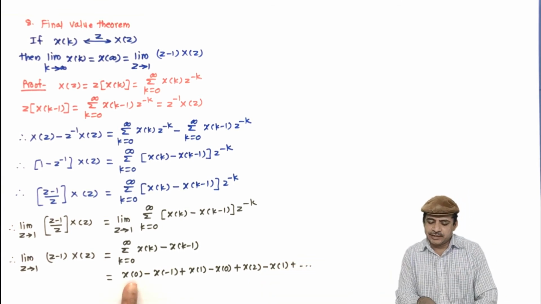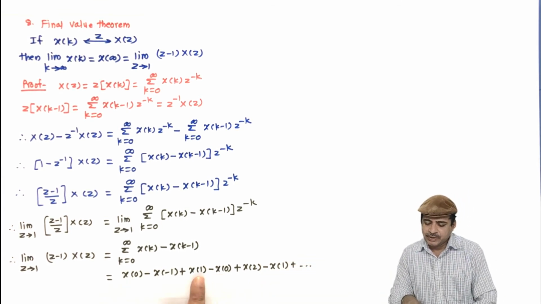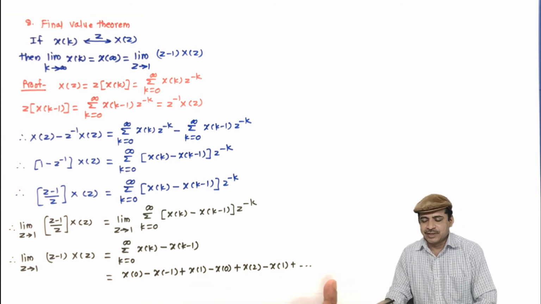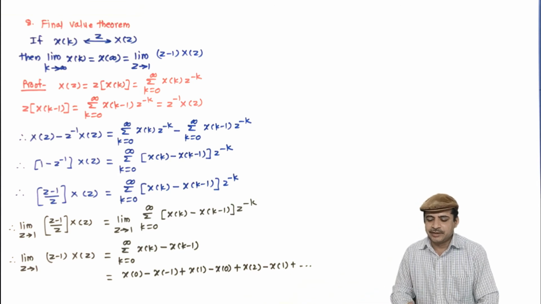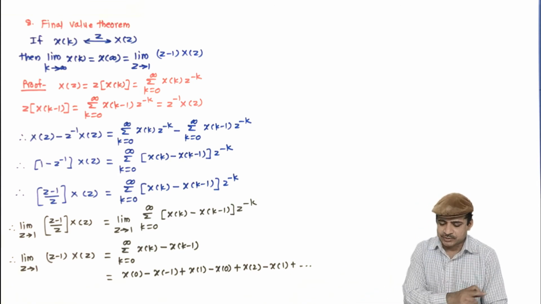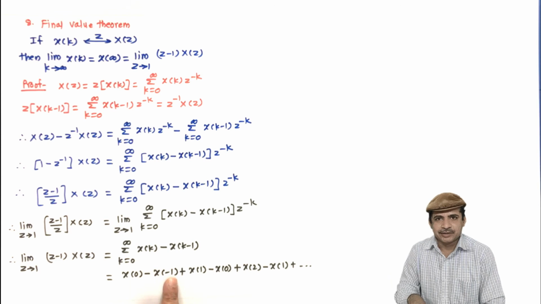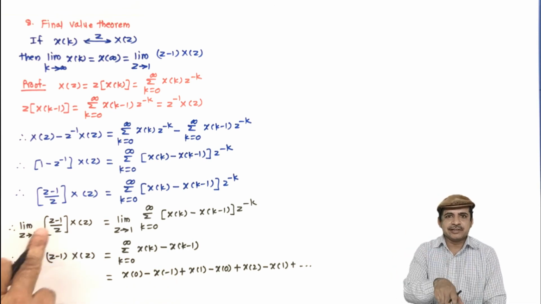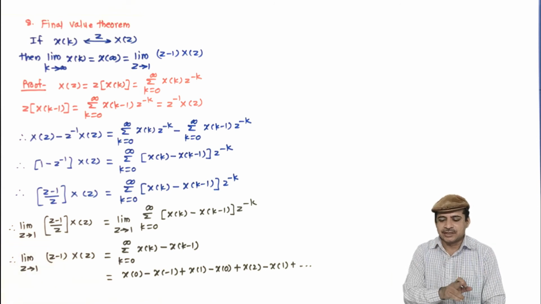So what happens, you can see here, this x(0) gets cancelled here. This x(1) gets cancelled here. This x(2) will get cancelled in the next term, and as you go on proceeding till infinity, finally you will have only two terms. One will be minus x(minus 1) and the other will be x(infinity). Now as this is the unilateral Z transform and the signal is causal, x(minus 1) will be equal to 0.